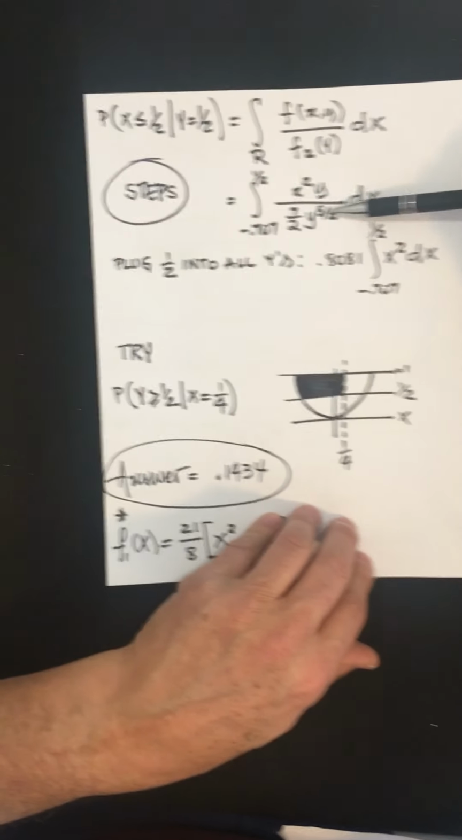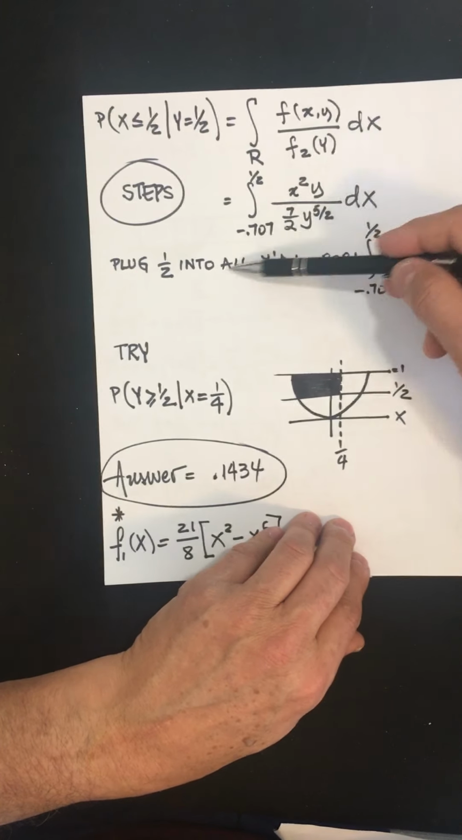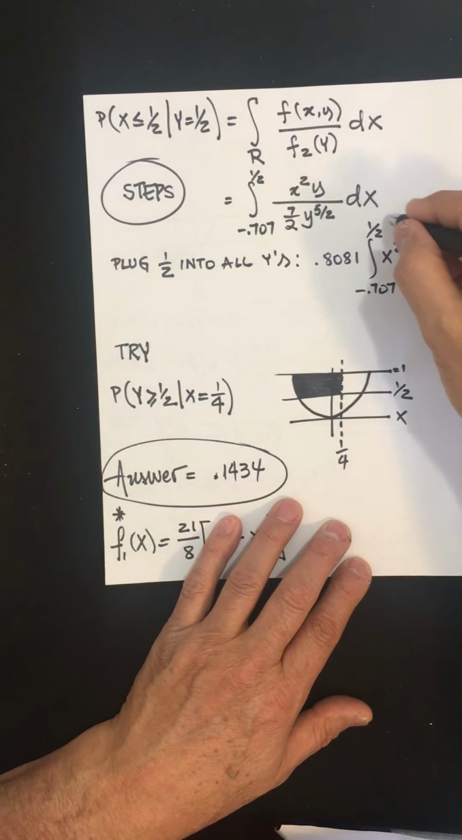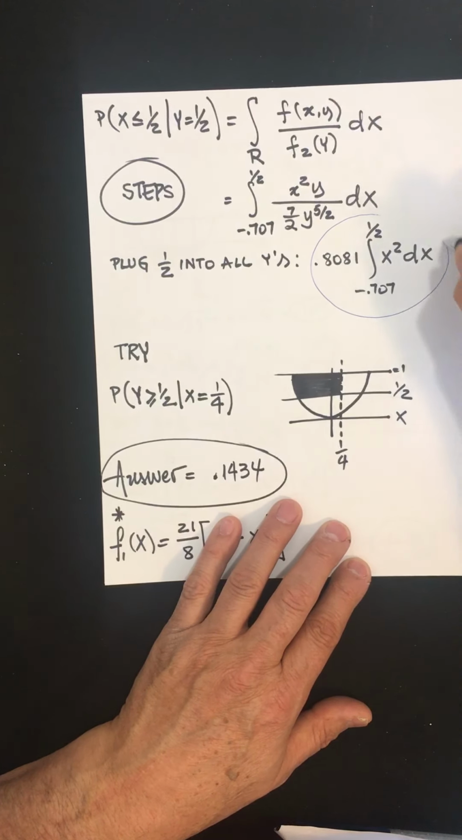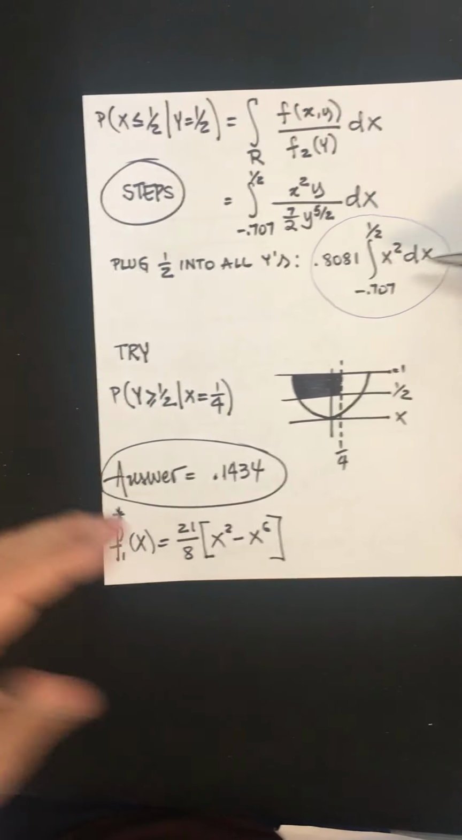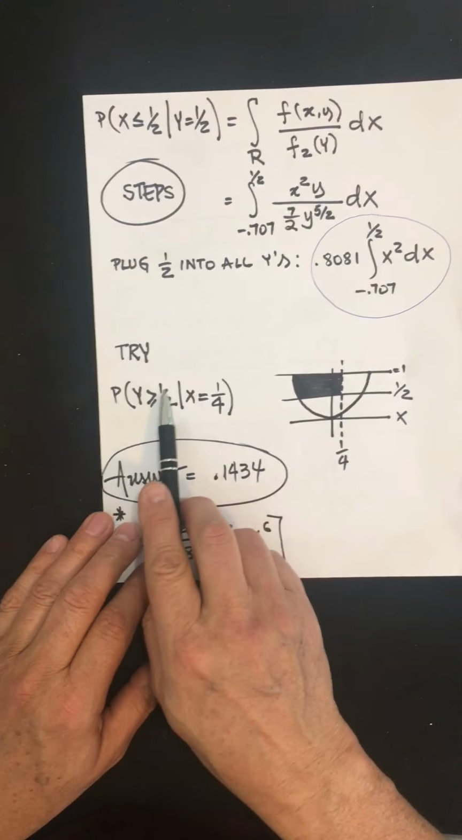Do this, simplify, plug half for all the y's, and in the end, if you double check with your calculator, you're going to have simply this. This is what you're going to integrate over x. You can do that, and you're going to find the answer. I'm asking you to do at home and try.